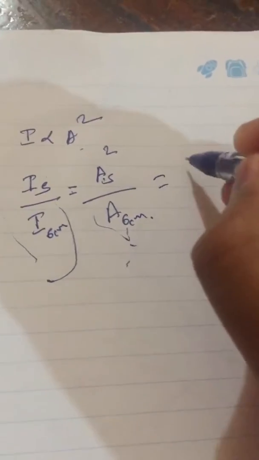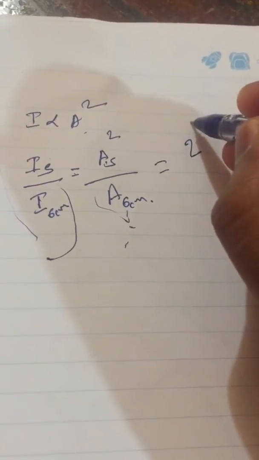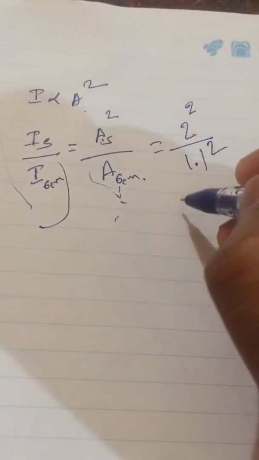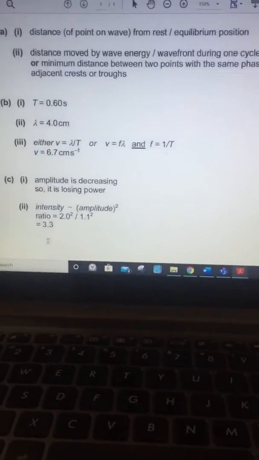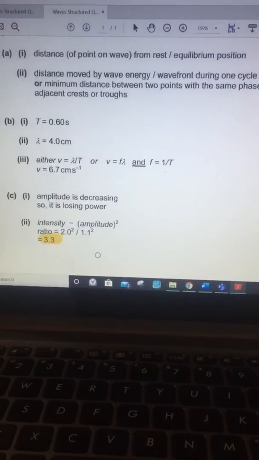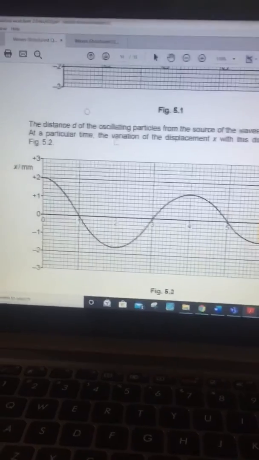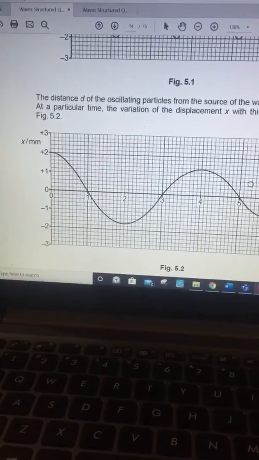So you have amplitude at the source squared, 2 centimeters squared, over 1.1 squared. You don't have to convert centimeters to meters because it's a ratio, so it's going to cancel out. So that ends up as 3.3. It's a ratio. Okay, that brings us to the end of the discussion in wave structures.